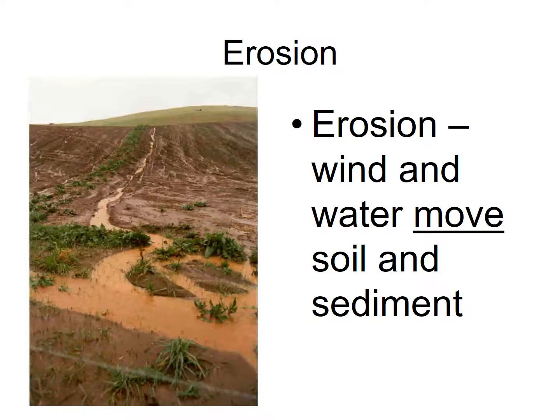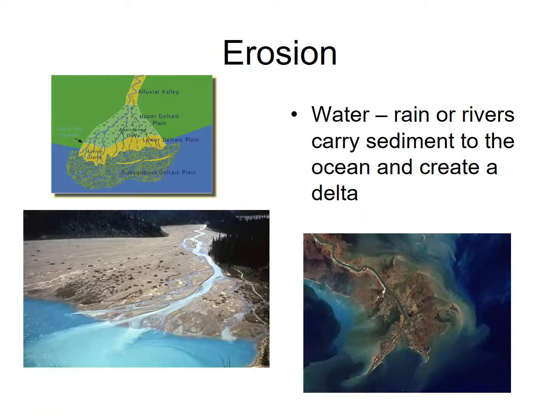And so on to the next thing, right? Our next step is erosion. Anytime that the sediment moves, right? We can even have really big pieces of sediment like rocks, and that's still considered erosion. But wind and water are going to basically move the soil and the sediment or the rock, and that's erosion.